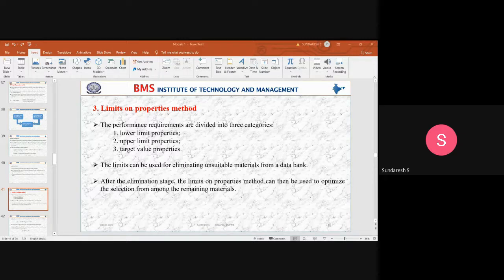Any problems, any clarifications, any doubts, Sandesh? Sukrut? No, sir. I will note down that formula for calculating cost per unit property. Yes, sir. That is very important for you because we have to use that formula for calculating many things.